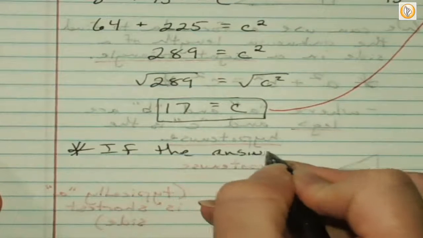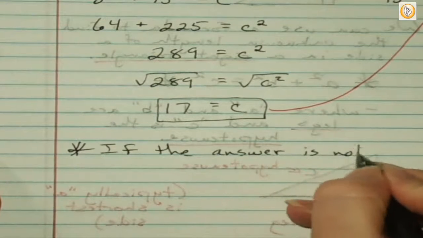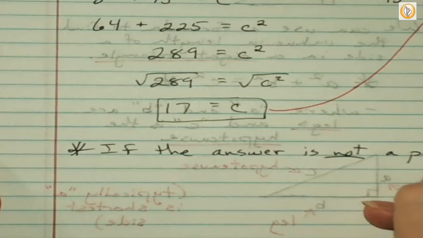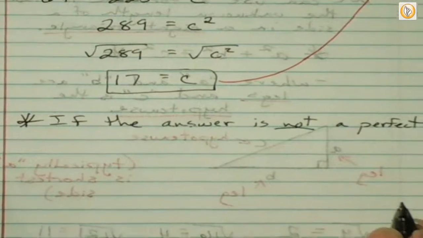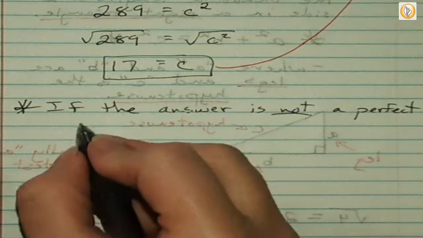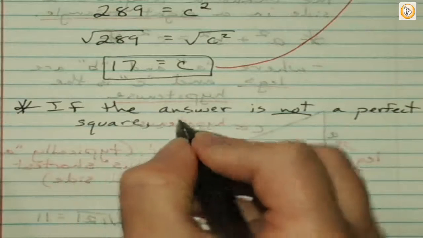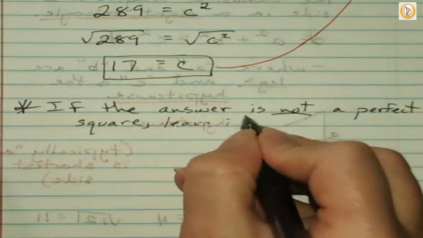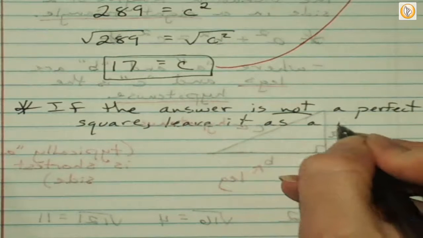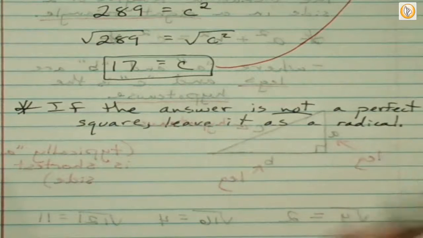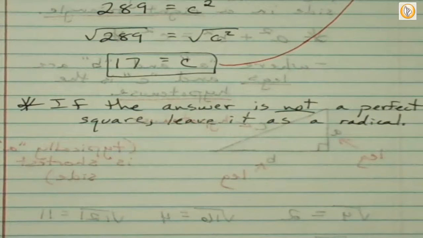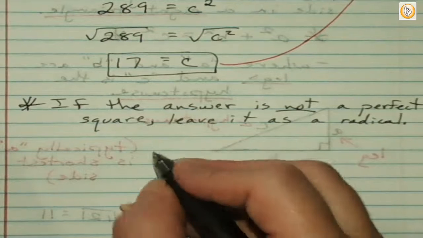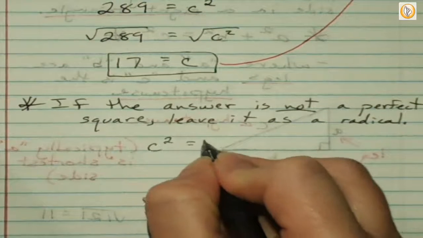If the answer is not a perfect square, then leave it as a radical. Now, next year when you're in Algebra 1, you're going to have to simplify it. But this year, right now, 7th grade, I'm not going to ask you to do that. For example, c squared equals 47.